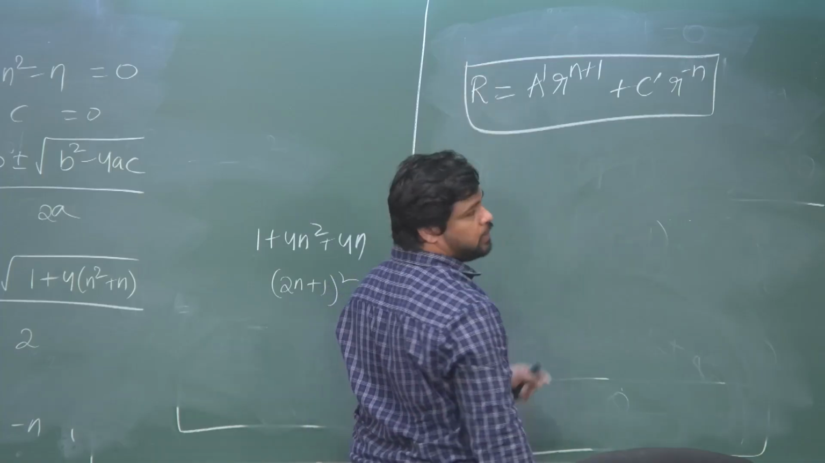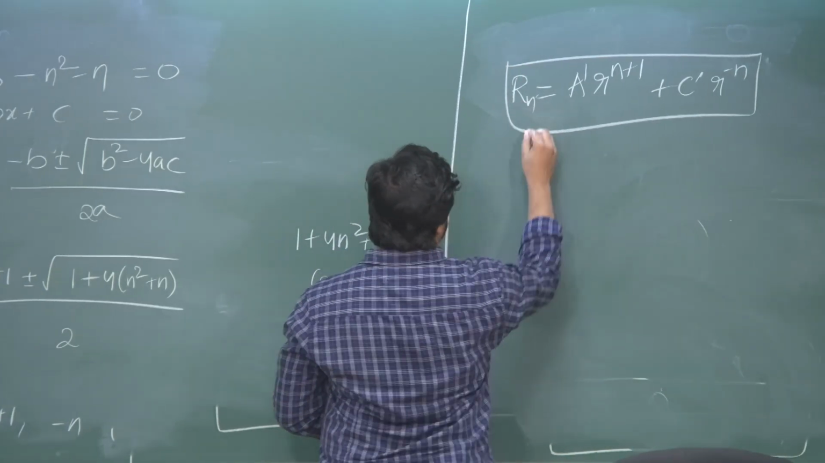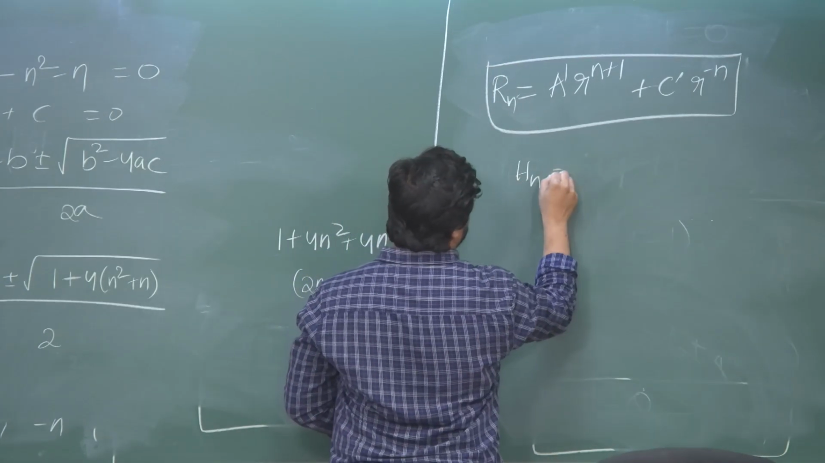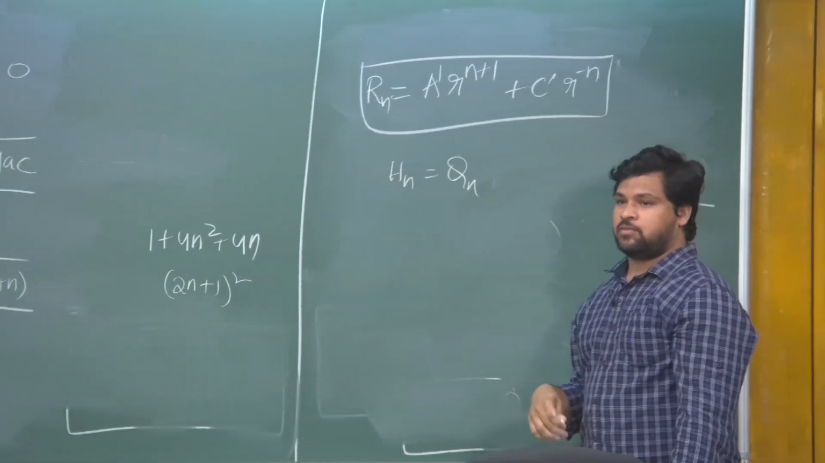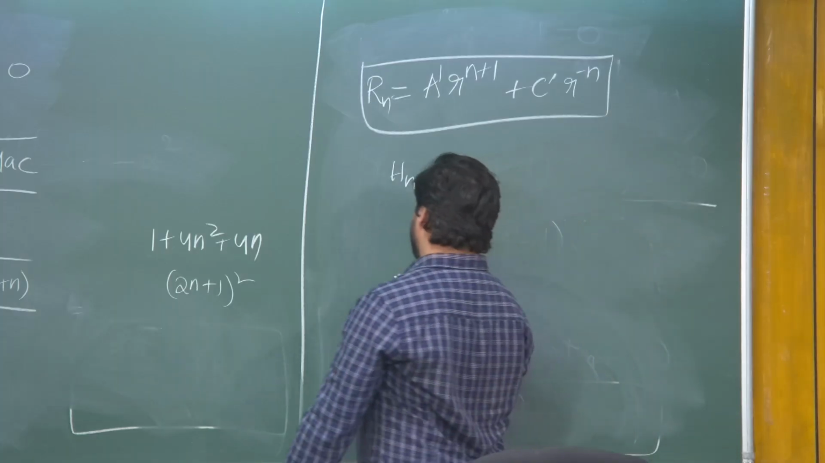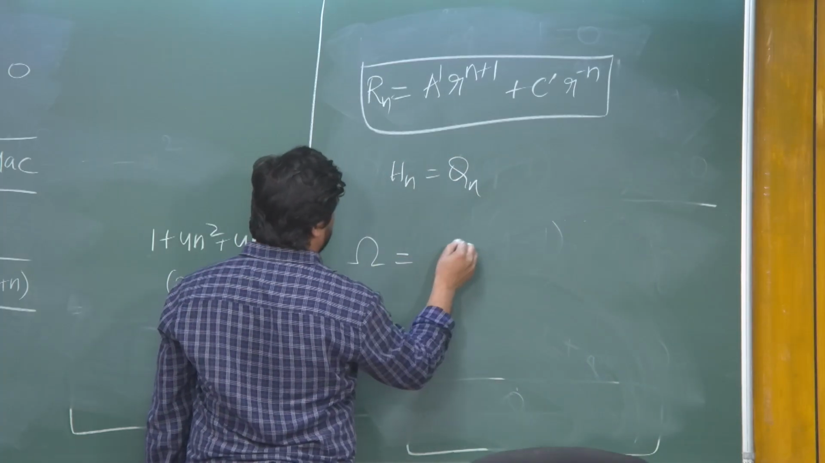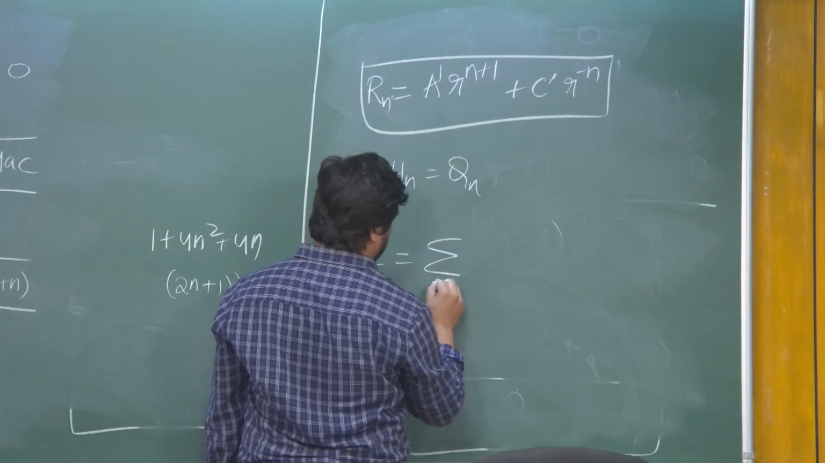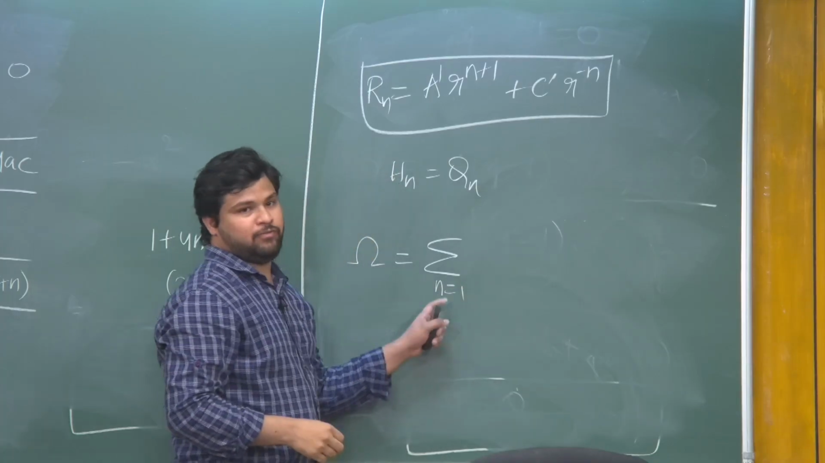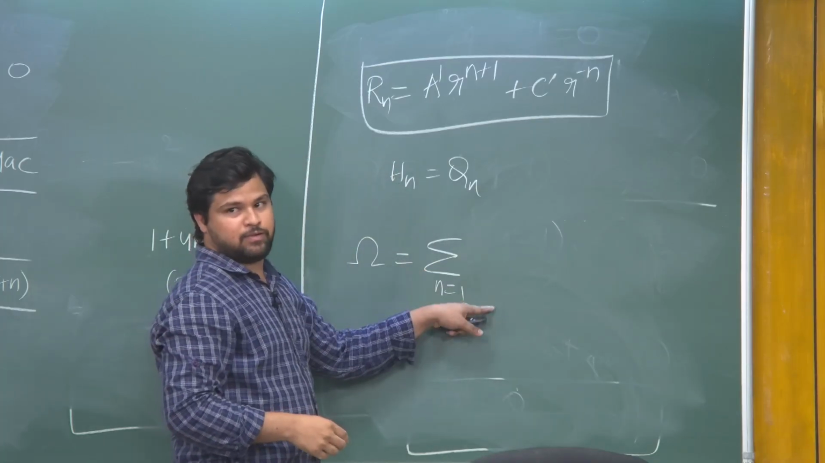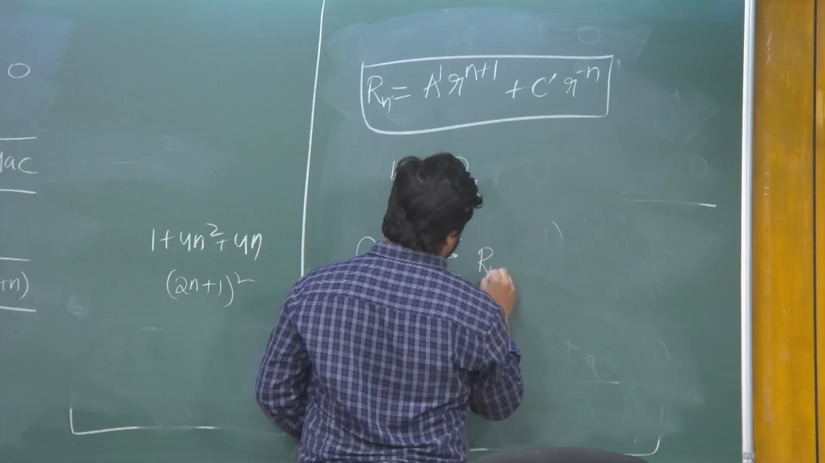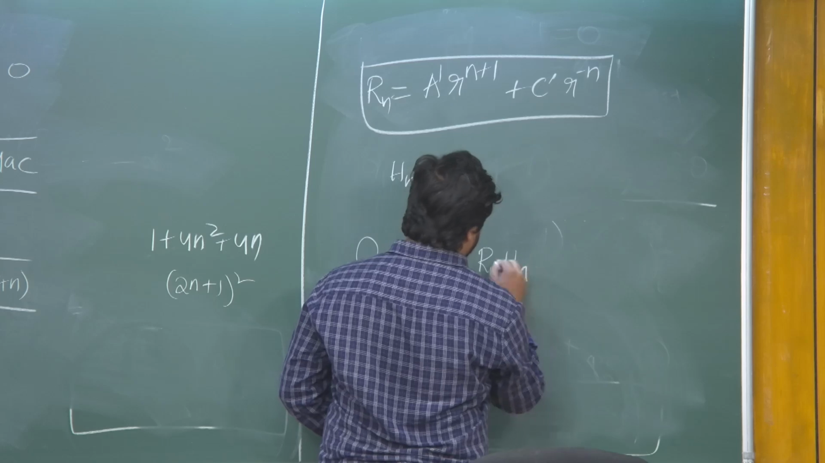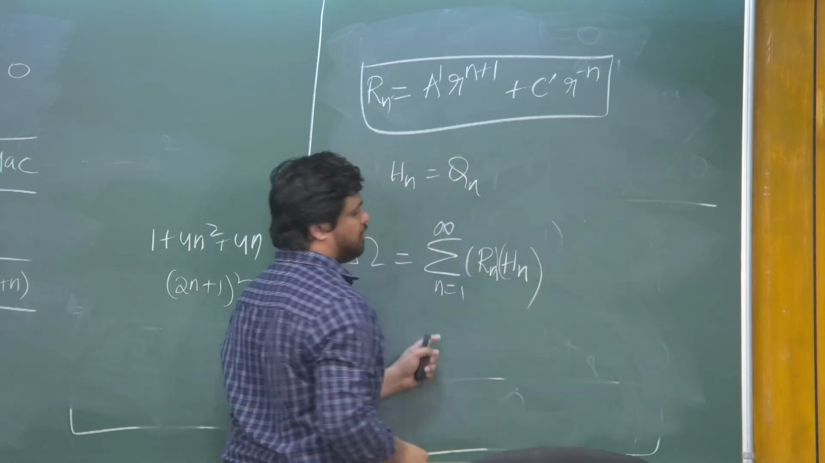So, this is my solution for R, Rn. Similarly, Hn is Qn, right. So, my final solution will be omega equal to the summation of n running from 1, because I already told why it should run from 1, not from 0, to infinity. So, this will be our solution.